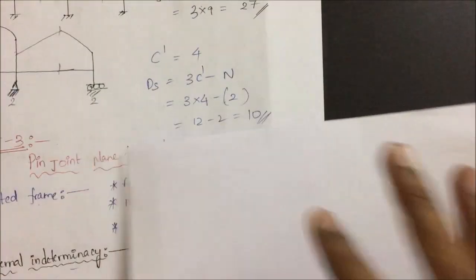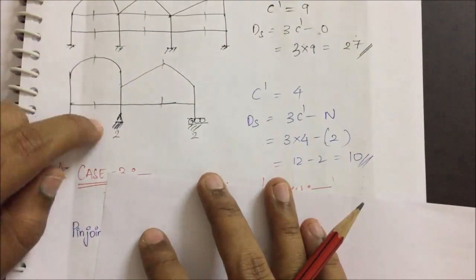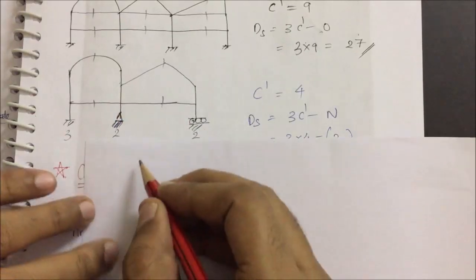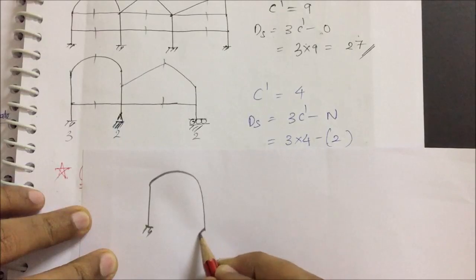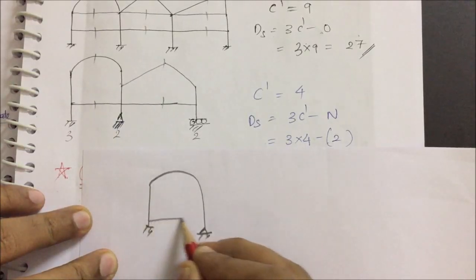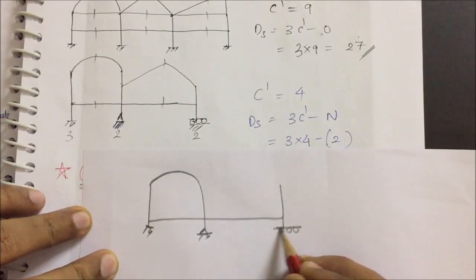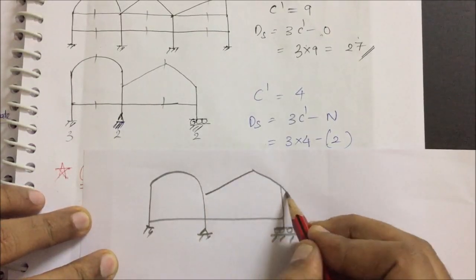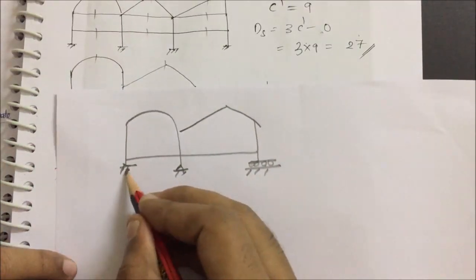Fine. Can you solve this question? We will do this question in both methods. Okay, first we will do it in the first method. So what is the question? I have a structure something like this. I have a guided roller support. Okay, so I am doing this in the first method first of all.